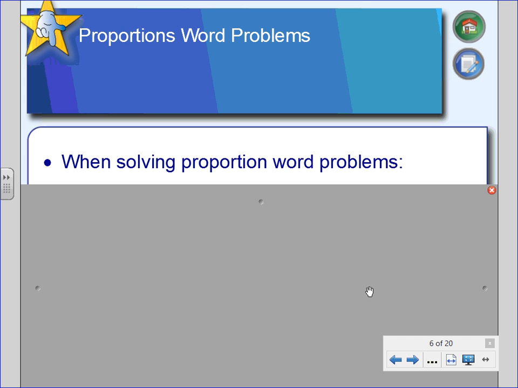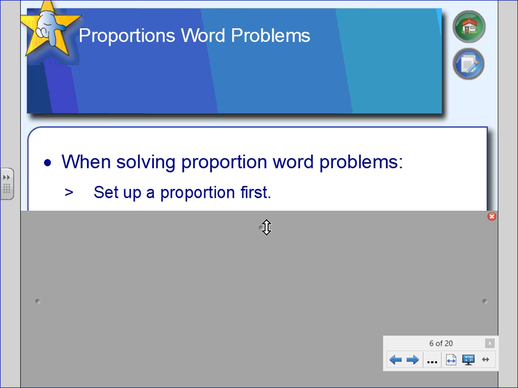Okay, so let's move on to proportion word problems. When we are solving proportion word problems, it's important to set our proportion up first.